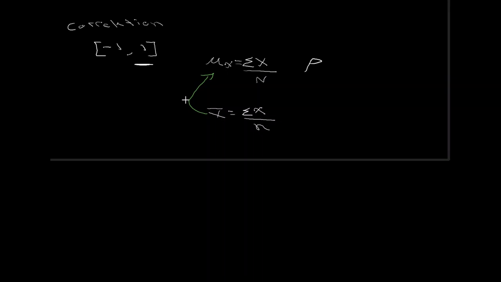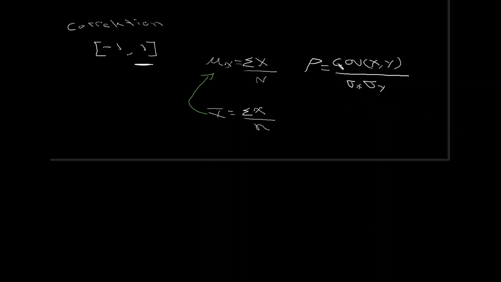For population mean, going back over here, we use the Greek symbol mu. For population correlation, we use, again, a Greek symbol. This looks like a little p that's kind of fallen over a little bit. This is the Greek symbol rho. In this case, we get our population correlation as the covariance between X and Y, all over the standard deviation of X and the standard deviation of Y.